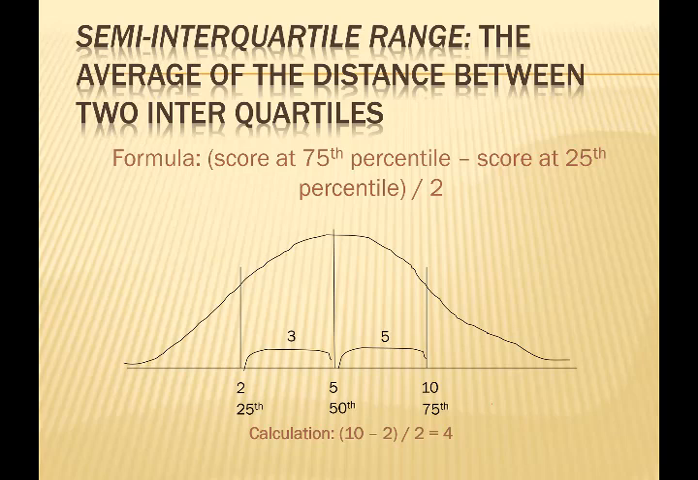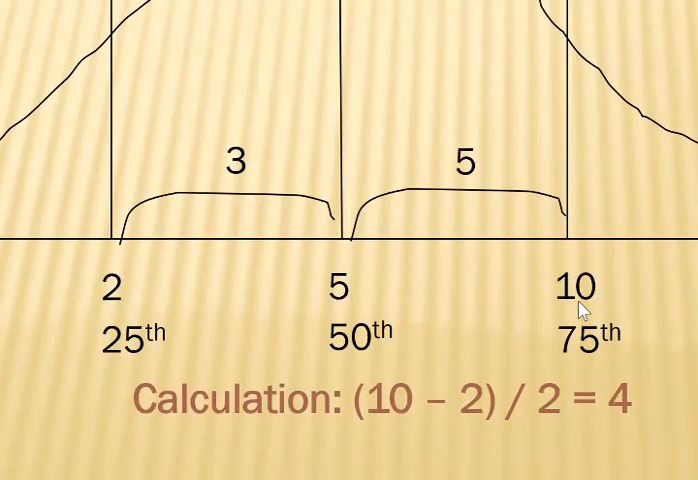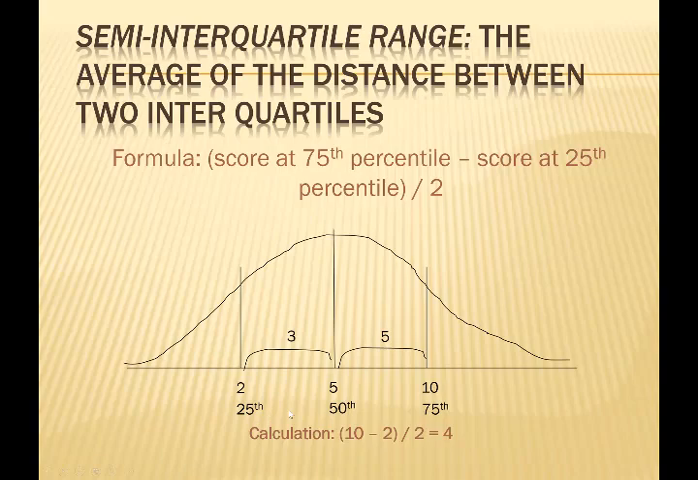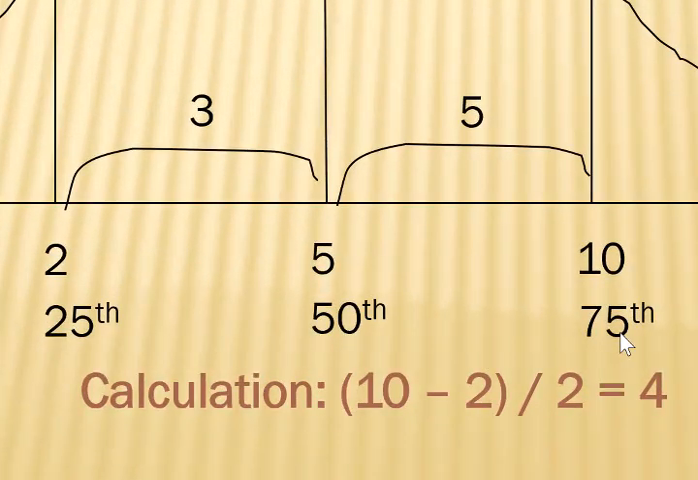Semi-interquartile range is defined as the average of the distance between two interquartiles, and that's why it's called the semi-interquartile range. Now, this is useful for skewed data, right? So if you have normal data, you wouldn't calculate the semi-interquartile range. Conceptually then, semi-interquartile range is to look at the graph, such as this. This is somewhat skewed, right? The way we know that is these arbitrary numbers that I put in here, 2, 5, and 10, show that there are numbers at the 25th, 50th, and 75th percentile.